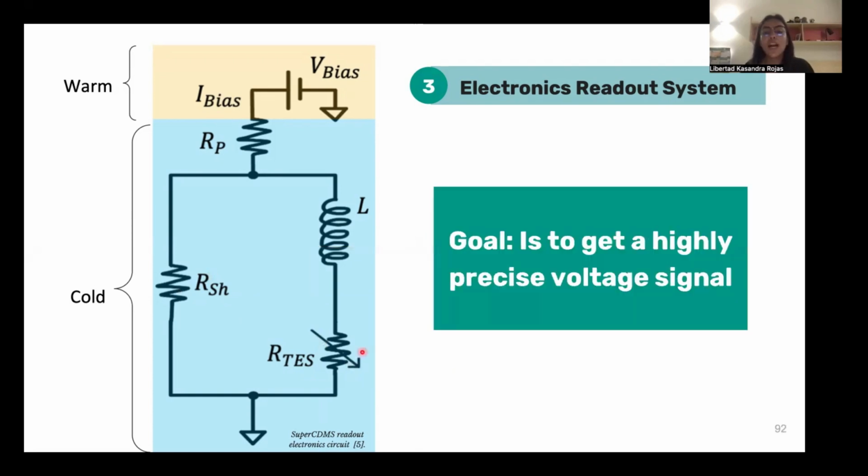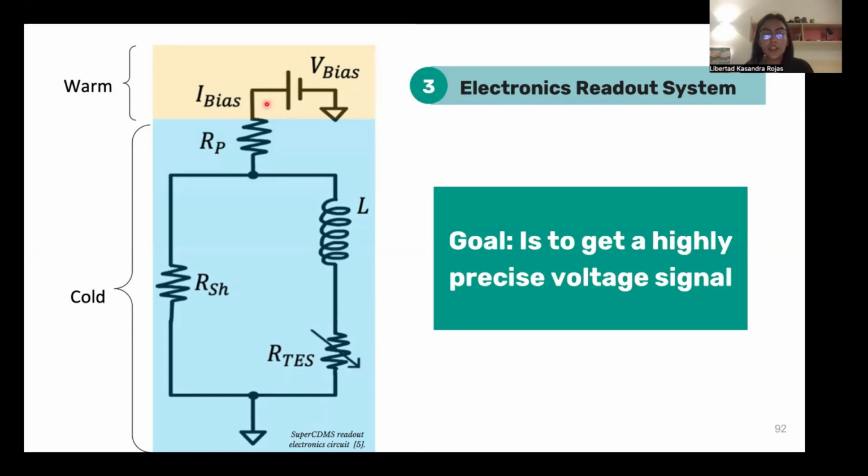And the goal that we have with our electronic system is that we want to get a highly precise voltage signal. We don't want a measurement in resistance, which is what we have at this point, okay? We want a measurement in terms of voltage, because that is going to allow us to get the information we want out of the phonon signal that we initially had, okay?